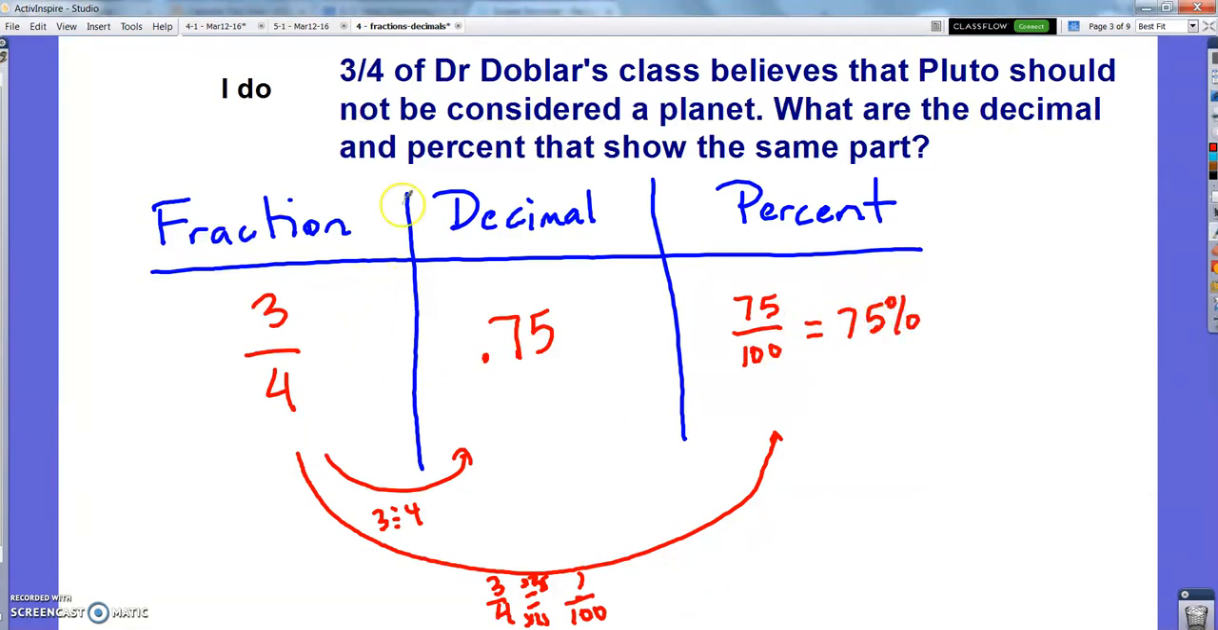So we could say 3/4 of students believe Pluto should not be a planet, or the decimal that represents that same amount is 75 hundredths of students don't believe that, or 75% of students don't believe that. All right, let me do another.